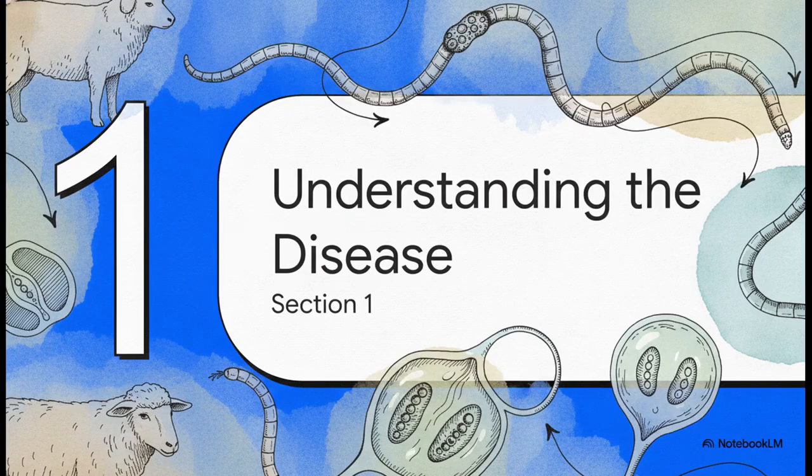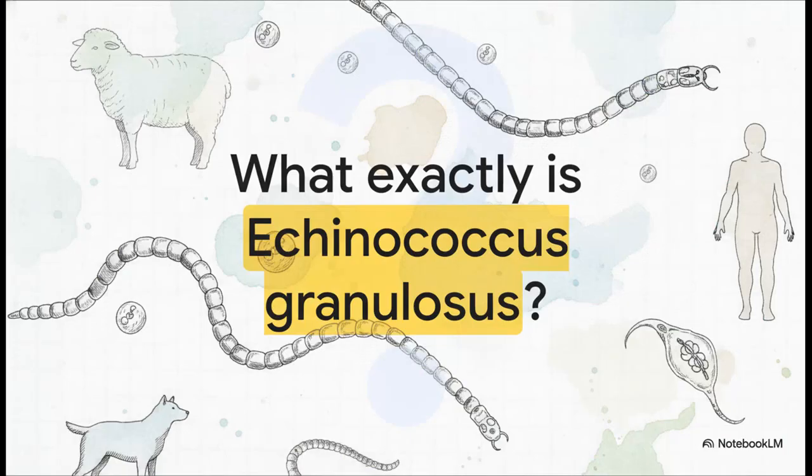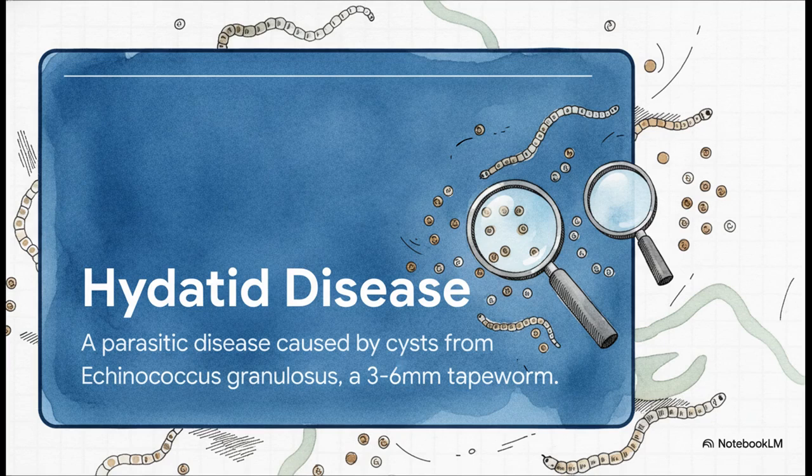Section 1, Understanding Hydatid Disease. So what exactly is Echinococcus granulosus? It sounds like some complicated spell from Harry Potter, right? But when we're talking about Hydatid disease, we're actually dealing with an infection caused by this specific, incredibly stubborn parasitic tapeworm. And yes, you absolutely need to know that scientific name for your exam. Echinococcus granulosus. The disease it triggers is Hydatid disease, sometimes called echinococcosis.